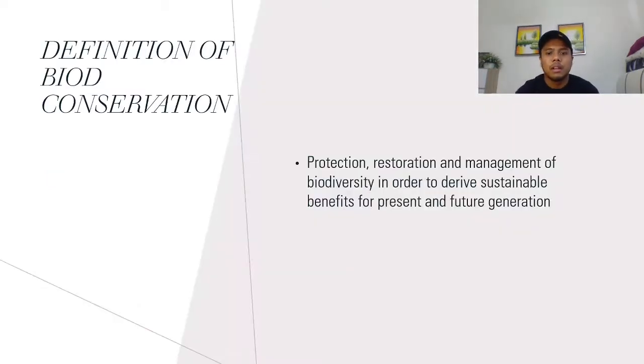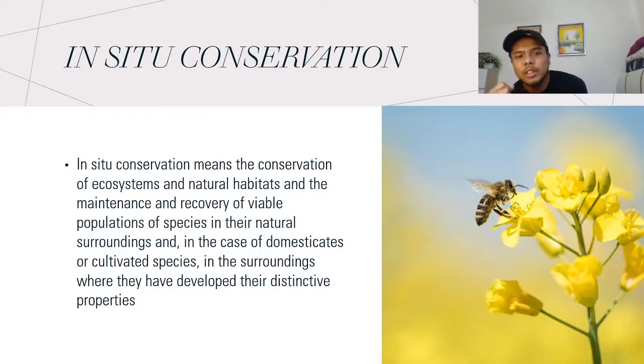So we go to the definition of biodiversity conservation. Biodiversity conservation is the protection, restoration, and management of biodiversity in order to derive sustainable benefit for present and future generations, or it can also be defined as the totality of genus, species, and ecosystem in a defined area. So in conservation we have two types, in situ and ex situ.